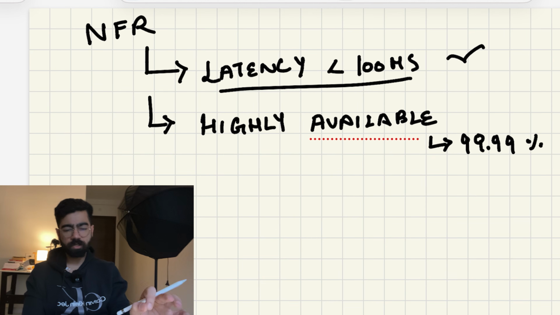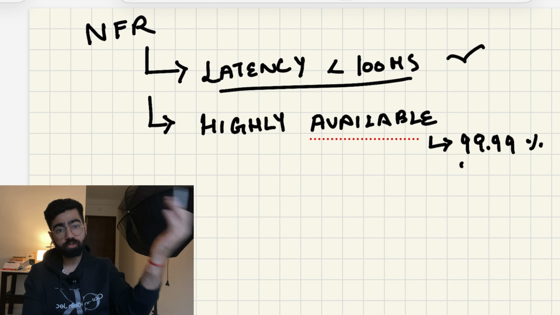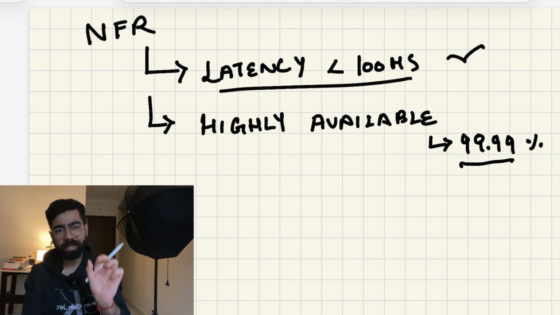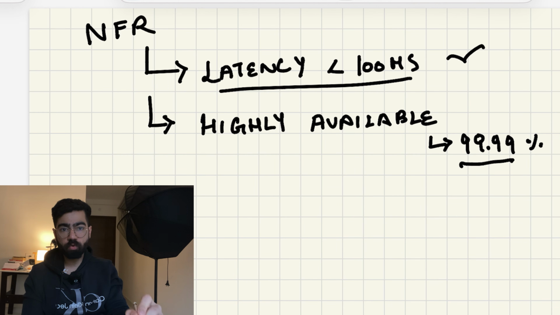Then come the non-functional requirements. So we are targeting latency should be less than 100 milliseconds for the search results to appear. Second, your service should be highly available, like 99.99%. Now, why does this 1 nine or 2 nines even differ? This is called 4 nines availability.